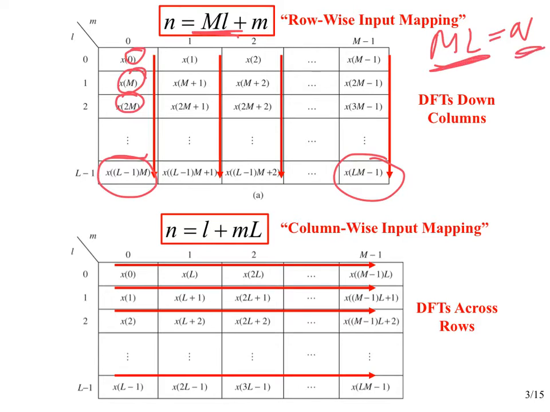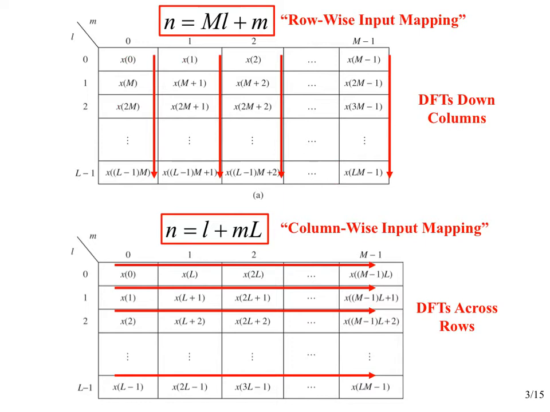That's our last term. So that's rowwise input mapping, and it's called rowwise because we're taking m along the rows, and we are putting in our signal in this direction. And so what we're going to do is we put our signal in that direction, and then we're going to take our DFTs down the columns.